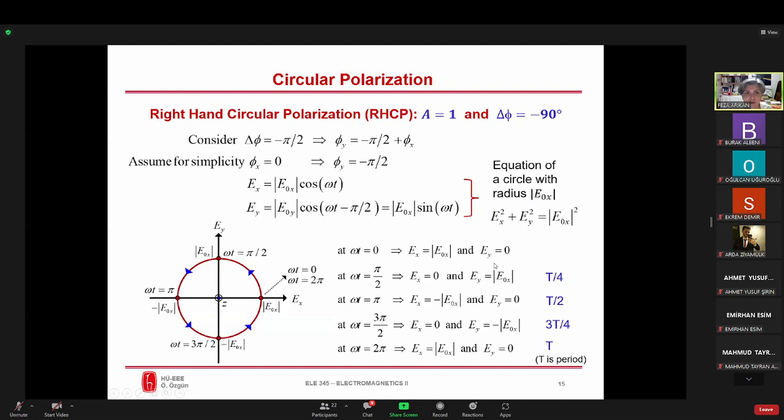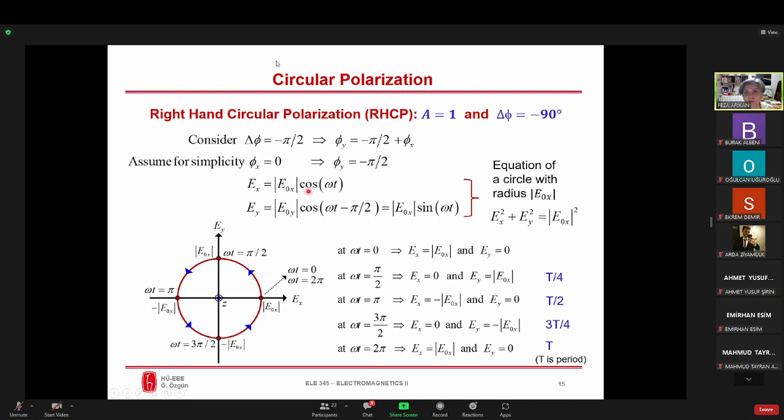That's the clockwise rotation. For the right-hand circular polarization, the amplitude ratio is always 1. And now this time they are 90 degrees out of phase. In this case, again, for simplicity, let's assume that phi x is 0. Then phi y is minus 90 degrees. This time Ex is E naught x cosine omega t. And for the Ey component, you have the same magnitude, but this time it starts with sine omega t. In this case, as you see, as time ticks, we turn in the clockwise sense.